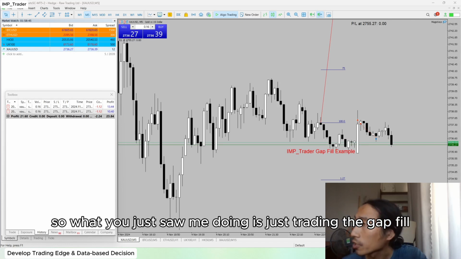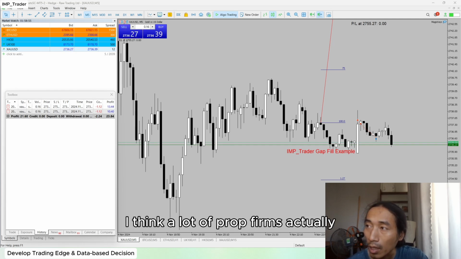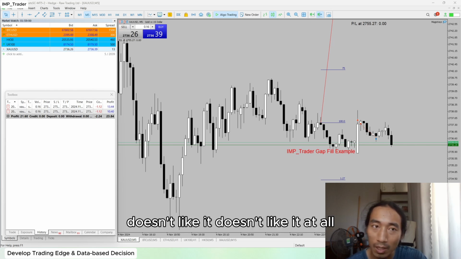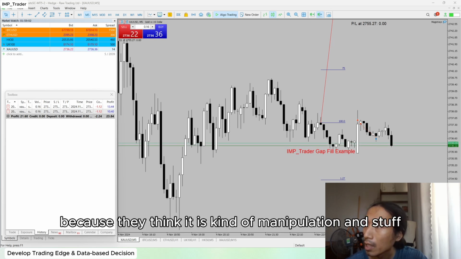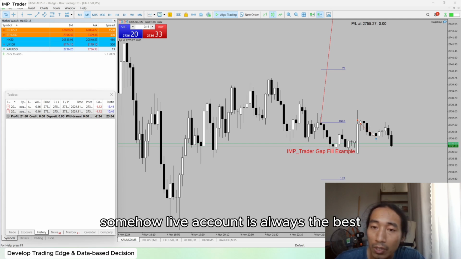So what you just saw me doing is just trading the gap fill. It's a quick scout within 5 to 10 minutes of the open. I think a lot of prop firms actually don't like it at all because it's kind of manipulation and stuff. That's the reason why I trade on my IC Markets instead. Somehow, the latency is always the best.